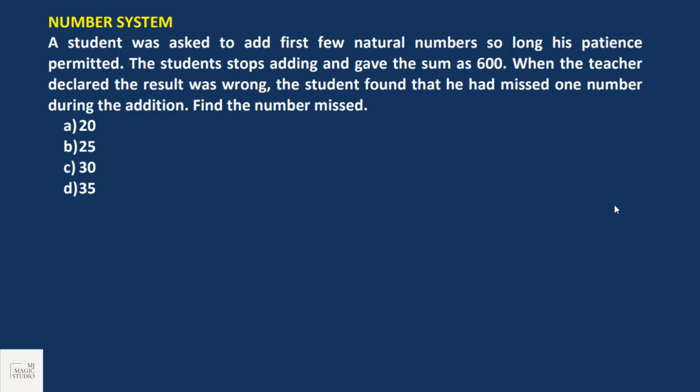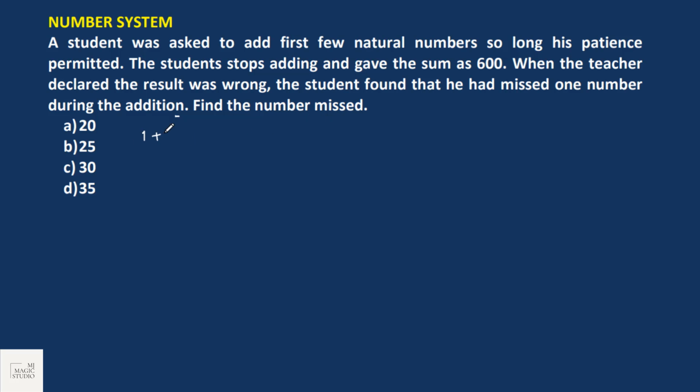Okay, next one from number system, a unique take on triangular numbers. Give it a try. Okay, let's see. A student was asked to add first few natural numbers so long as his patience permitted. The student stops adding and gave the sum as 600. When the teacher declared the result was wrong, the student found that he had missed one number during the addition. Find the number missed.